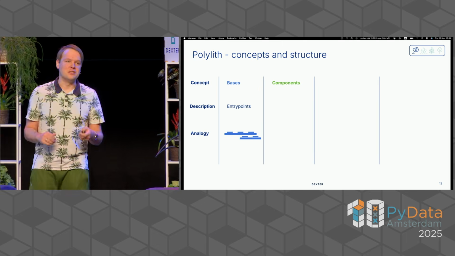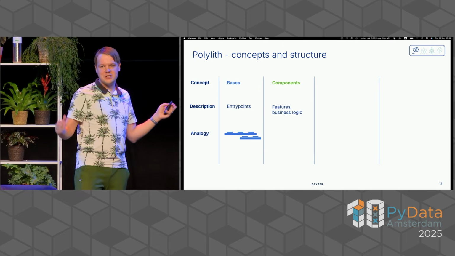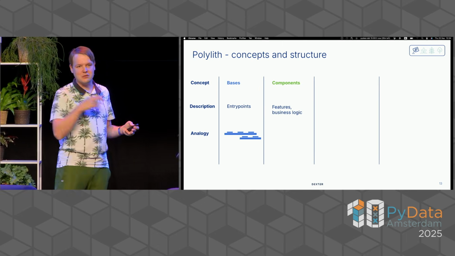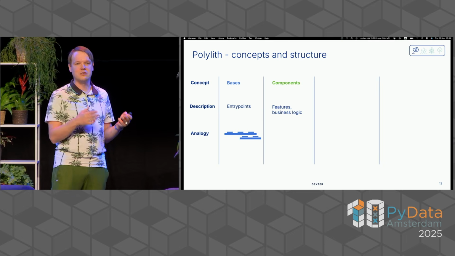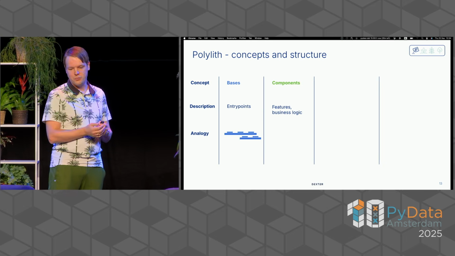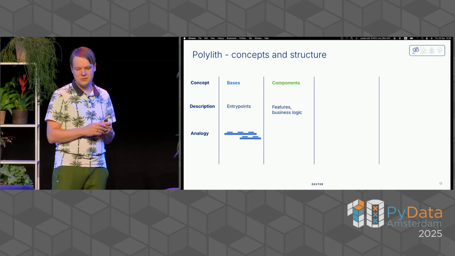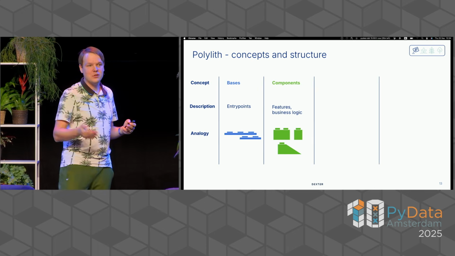Second concept, components. Components are the pieces of code that you really, really care about. So this is where your features are, or your business logic, or the things that really are important, that contain the core of what you have. Components are like building blocks in Lego, right?